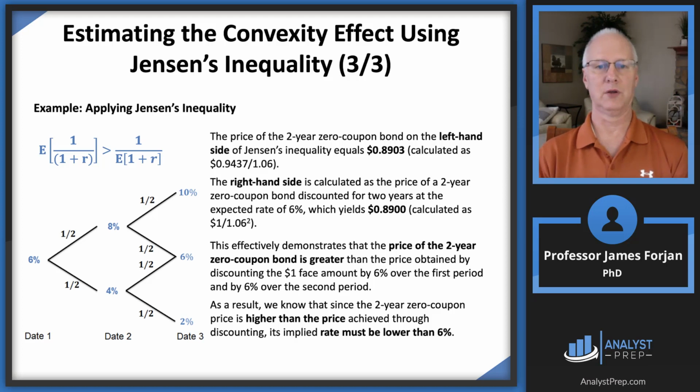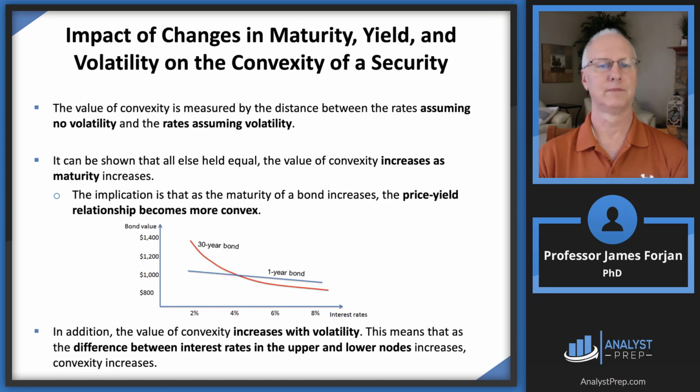So let me just look at the right-hand wording. So the price of that zero coupon on the left side is 89.03, right? So there's the price. The right-hand side is calculated as the discounted terminal cash flows, which is only 89.00. All right, so this effectively demonstrates that the price of the 2 year zero is greater than the price obtained by discounting. That must mean then that the implied rate has to be lower than 6%. So here's that picture I was telling you about a little bit earlier.